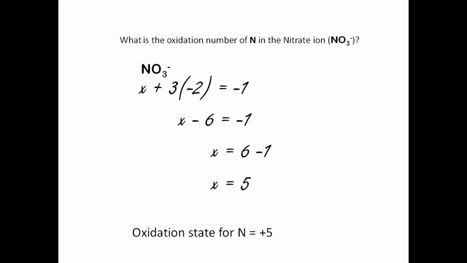So the overall algebraic equation is X plus 3(-2) equals -1, and so that is X minus 6 equals -1. Rearrange to make X the subject, so X equals 6 minus 1, X equals 5. So the nitrogen in the nitrate ion has an oxidation number of +5.